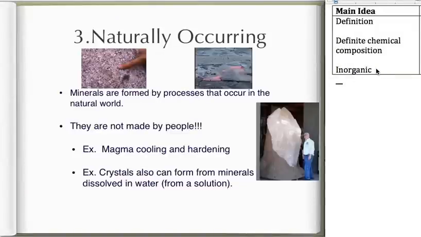Third, it has to be naturally occurring. This is pretty straightforward. If it's made by people, it's not a mineral. We'll talk later on about the 2 ways that minerals can form, so don't worry too much about these right now. But they're formed by processes that occur in the natural world, like cooling magma, or a mineral dissolved in water that evaporates, like the salt we just talked about.